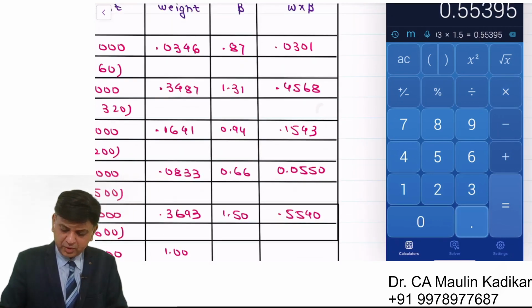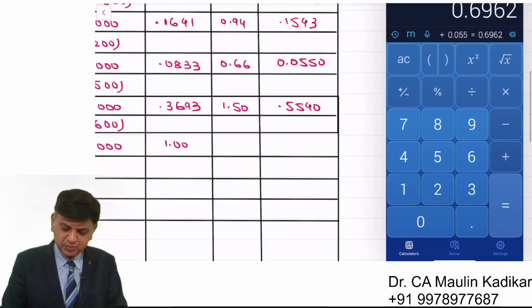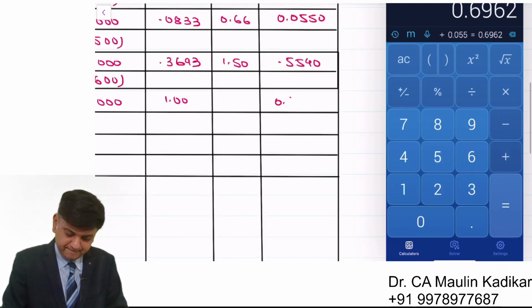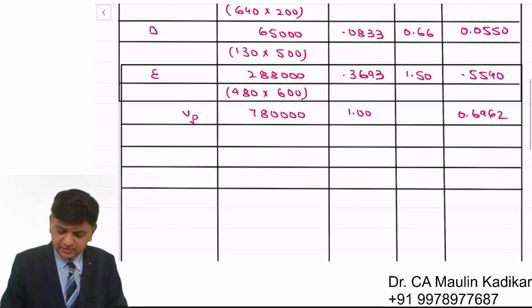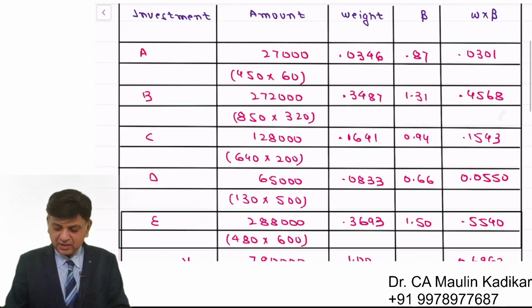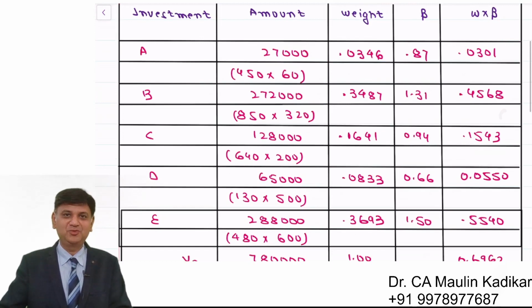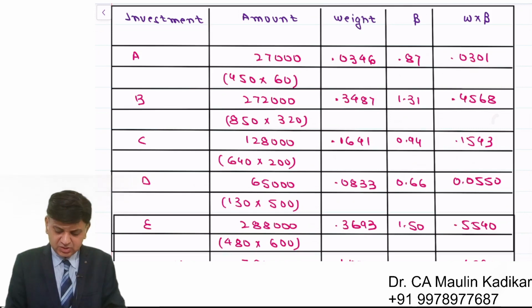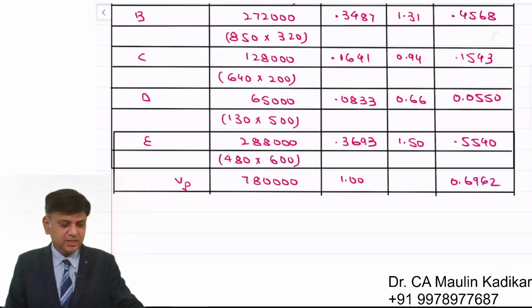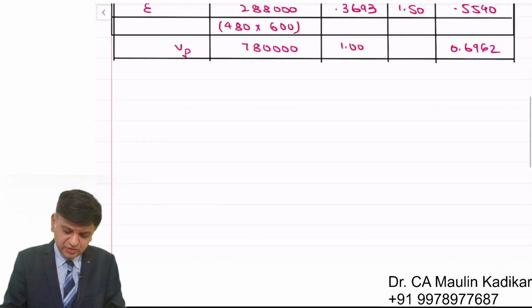So 0.0301 plus 0.4568 plus 0.1543 plus 0.055. So it is 0.6962. That is the way, first of all, we'll make the computation of the beta of the portfolio. Right now the beta of the portfolio is 0.6962. Now I am reading just further information of the question, dear students. The question is providing to us the information that today's date is 1st of August.